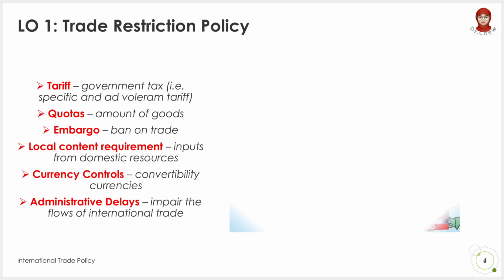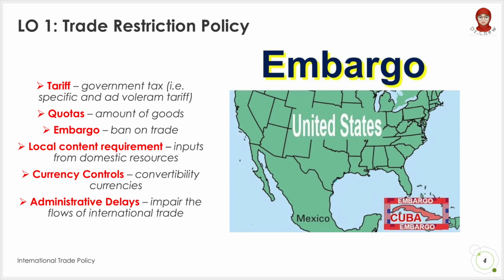One example of a total ban on trade with another country is the US embargo on trade with Cuba. Although some medicine and foods from the United States are now allowed to enter Cuba, the two countries are still under a very high level of embargo on trade.